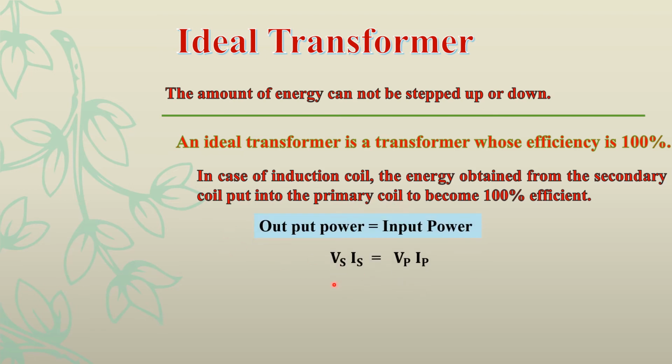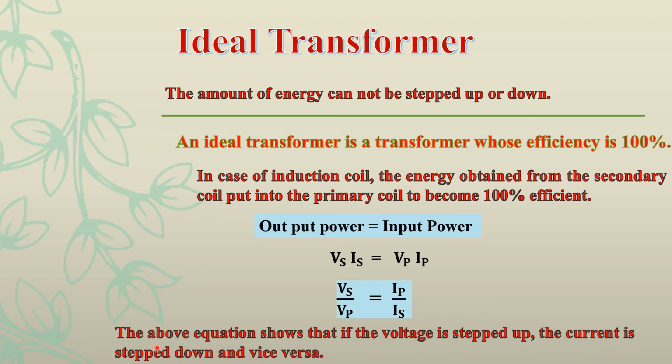In that case, we have output power equal to V times I, voltage of secondary coil Vs times current of secondary coil Is, which is equal to input power, voltage of primary coil Vp times current of primary coil Ip, and we get Vs divided by Vp is equal to Ip divided by Is. The above equation shows that if the voltage is stepped up, the current is stepped down and vice versa. So if we step up voltage, then current will be stepped down.